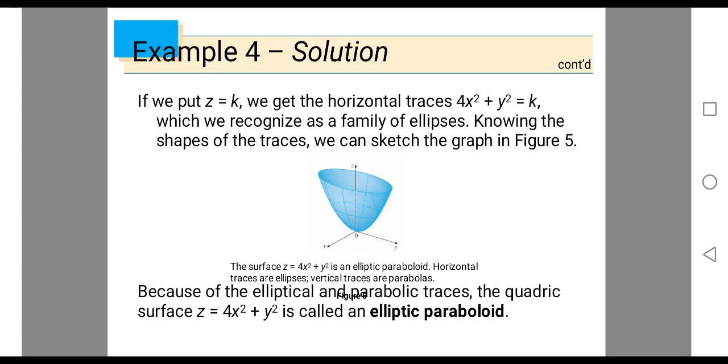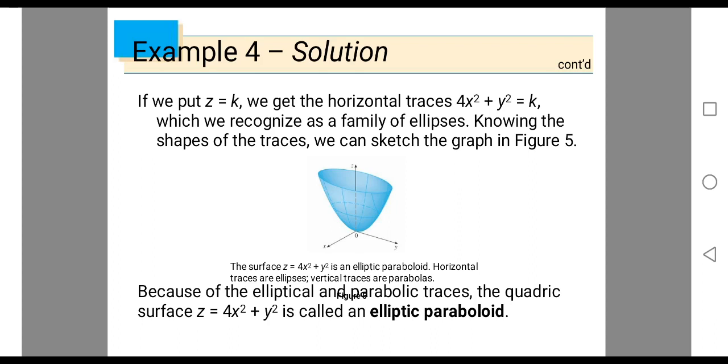All right, so now we put z equal to k, and we get the horizontal traces. Before, the previous two were vertical traces, right? Now we talk about the horizontal traces. So we put z equal to k, and the equation comes like 4x squared plus y squared is equal to k, which we recognize as a family of ellipses. So knowing the shapes of traces, we can sketch the graph in figure 5.